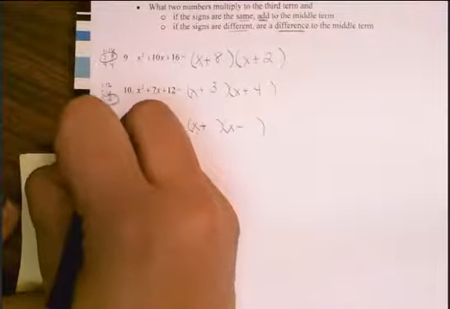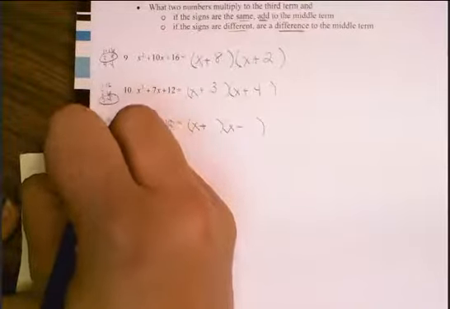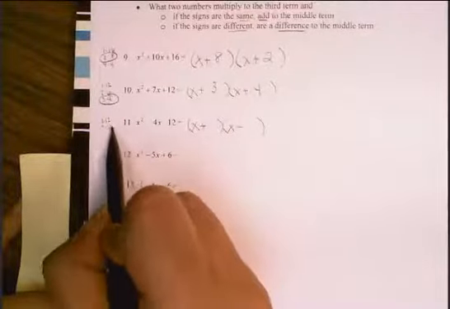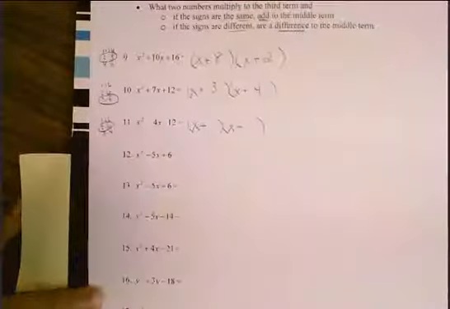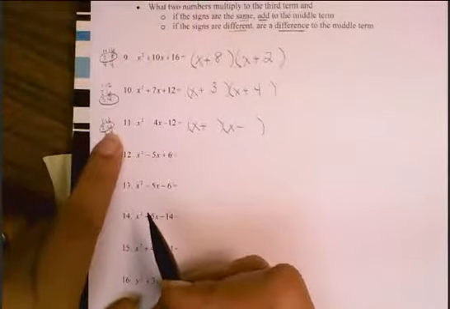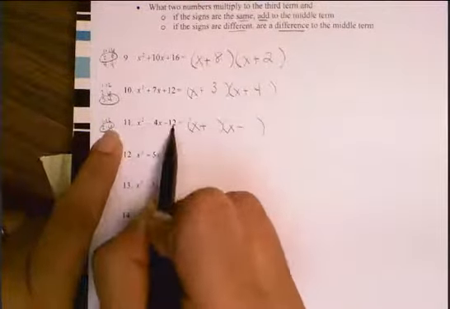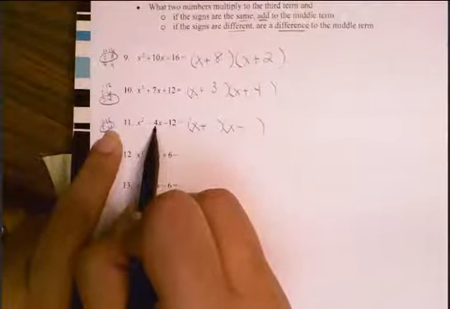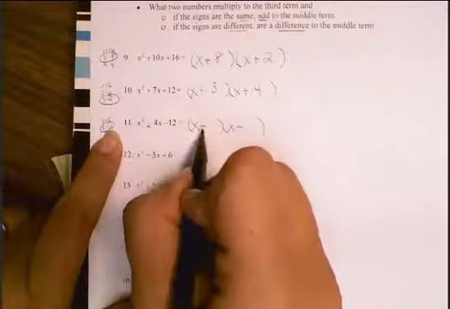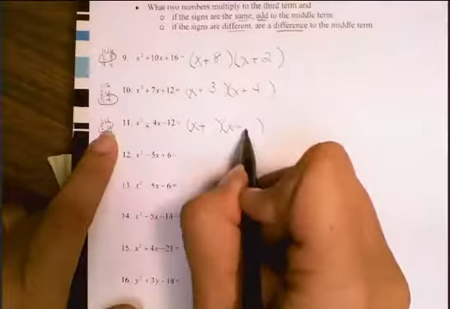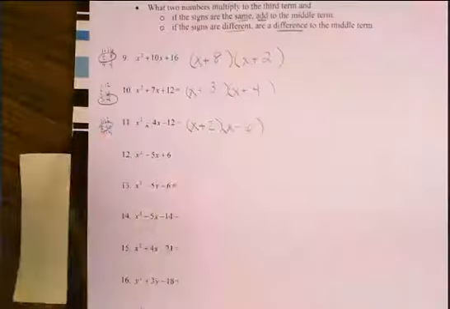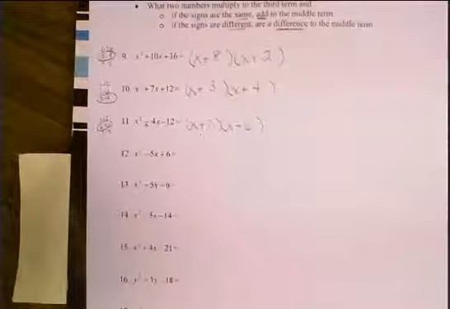Okay, so we still have the same list. 1 times 12, 2 times 6, 3 times 4. And the ones that have a difference of 4 are the 6 and the 2. Okay, so that tells me these are the two numbers I'm going to use because they multiply to 12 and are a difference of 4. Since this sign is negative, that means that the 6, the larger number, must go with the negative. So the 6 goes with the negative, leaving the 2 to be with the positive.